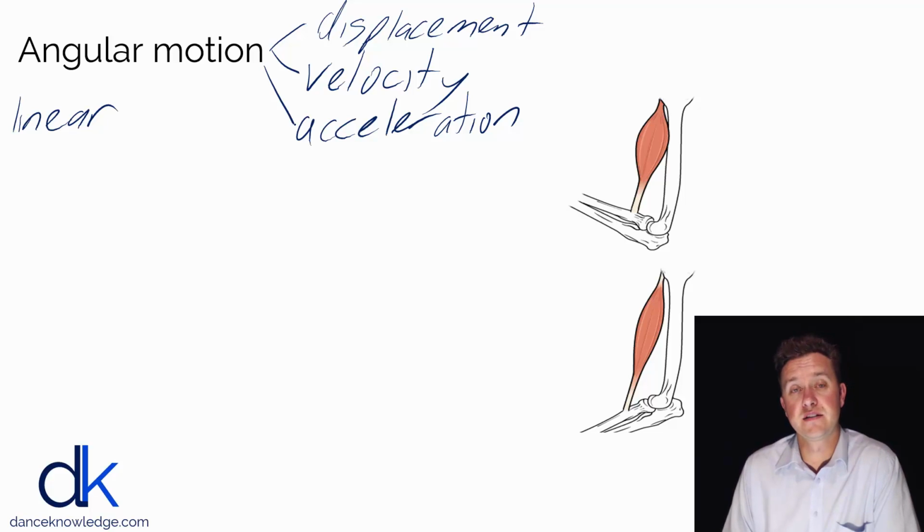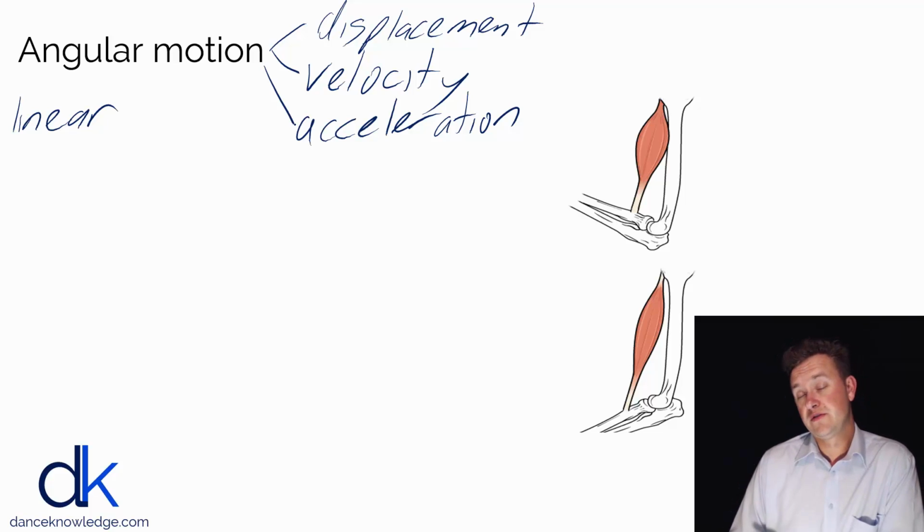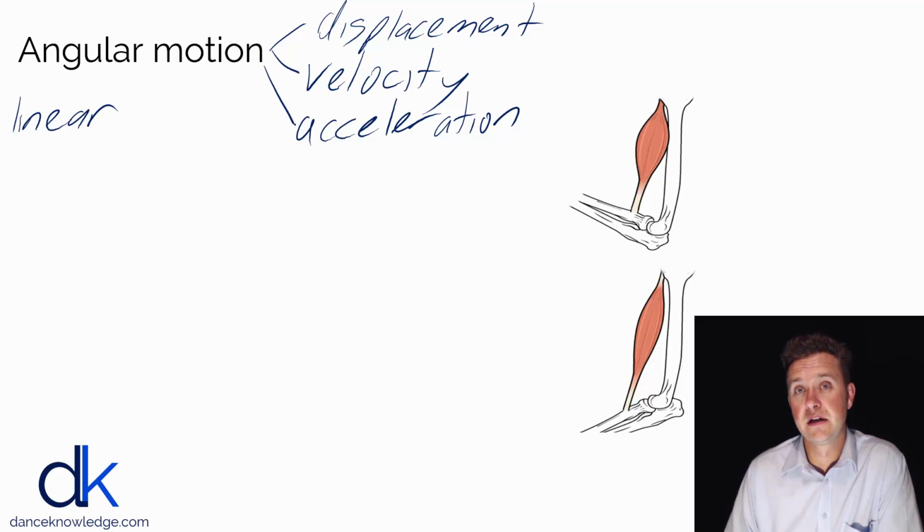So we can have angular displacement, velocity, and acceleration, just like we can have linear displacement, velocity, and acceleration. And all that you'll see we really do is change the measure of space from a straight line, from a linear measure, into an angular measure.